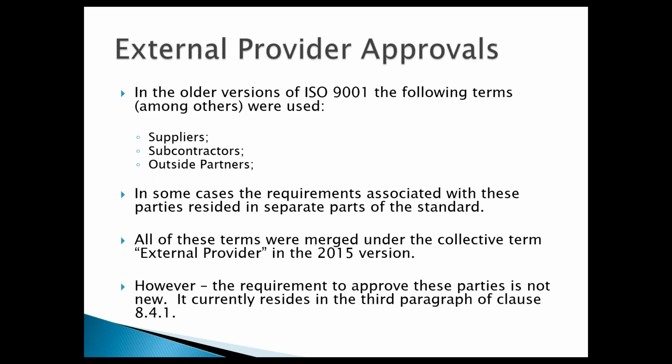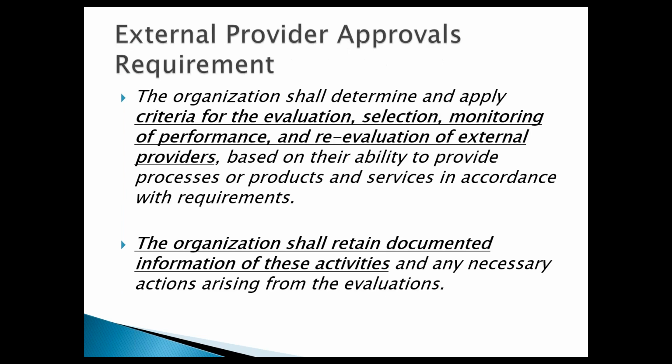Okay, the fifth item on our list is external provider approvals. Now, in the older versions of ISO 9001, these groups were referred to as suppliers or subcontractors or outside partners, these sorts of things. They were all kind of brought together under this collective term external provider in the 2015 version. But the requirements here are not new. And they come primarily in section 8.4.1.